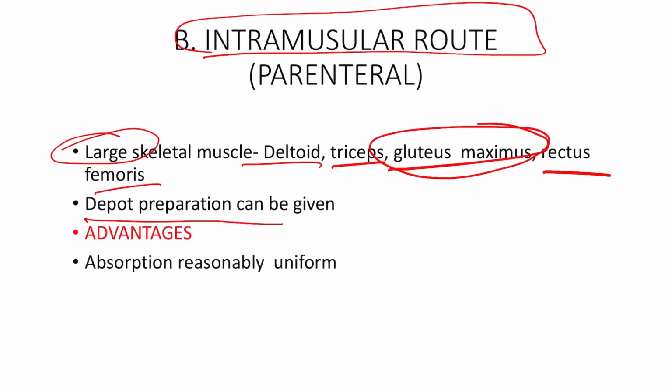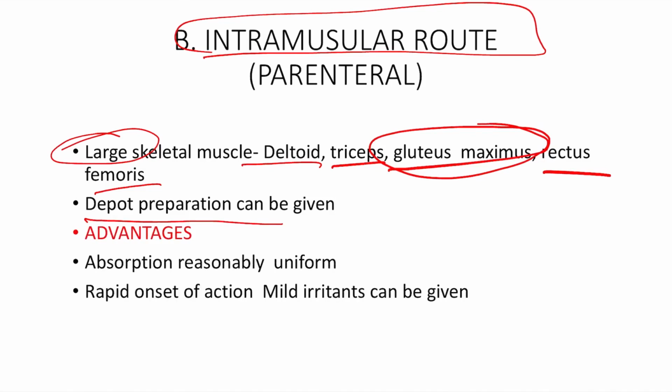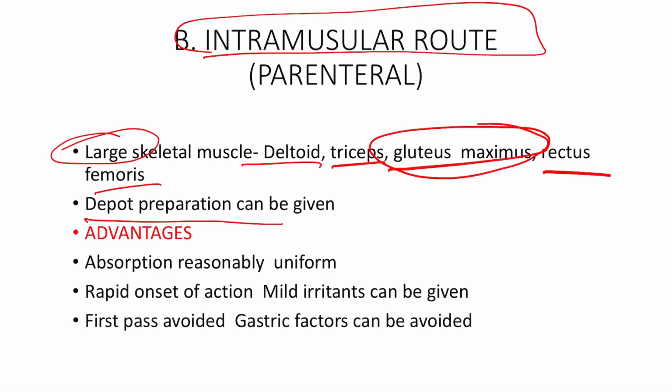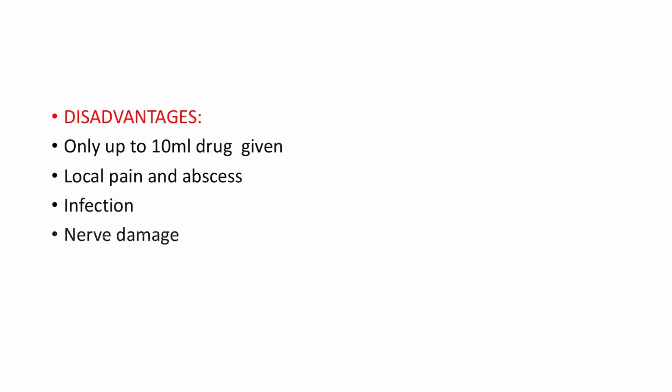What are the advantages? Absorption is reasonably uniform, comparatively rapid onset, and less irritant. Obviously, in comparison to oral, first pass metabolism is avoided. But the disadvantages would be, again, only up to 10 ml of drug can be given. If you give into the muscle, there are chances of muscle pain, and sometimes abscess formation and infections. There are a few nerves going around that particular site, so you might damage a nerve. There would be chances of collection of blood producing hematoma, and obviously you need an assistant, so the treatment would be expensive.